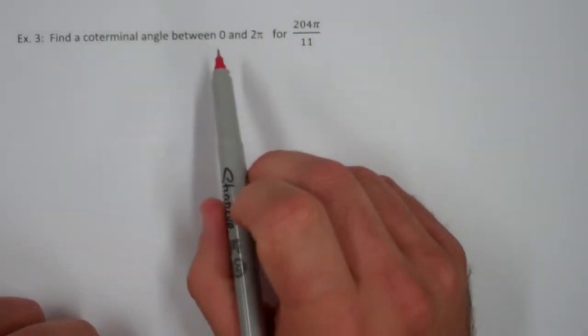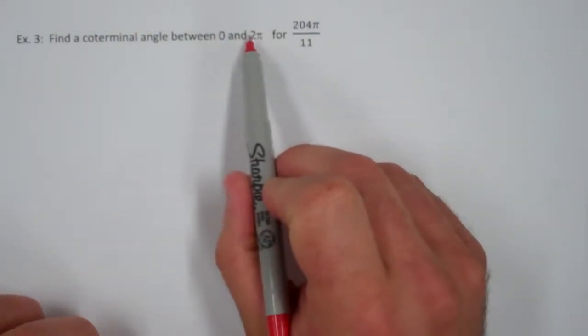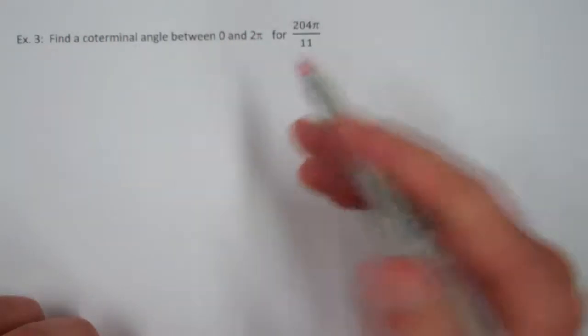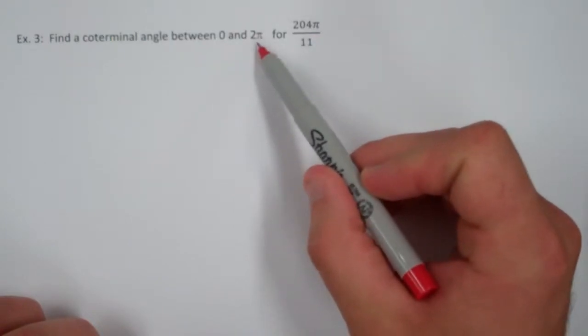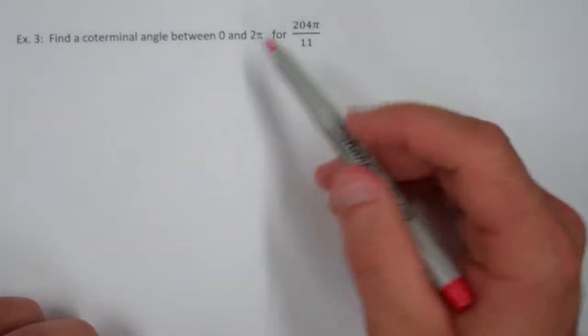In this example, we need to find a coterminal angle between 0 and 2 pi for 204 pi over 11. You'll note that there is no units, so this is radians. Also, we're asked to find an angle between 0 and 2 pi, or 1 full revolution. From 0 to 360 would be the degree equivalent, and you'll note that this is definitely not in degrees.